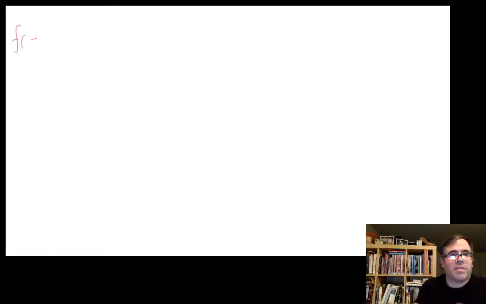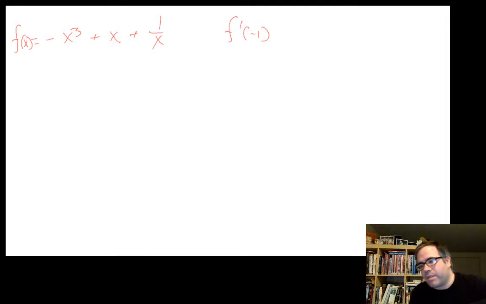So if you have f of x equals negative x to the third plus x plus 1 over x, right? And it asks you what is f prime at negative 1. Try not to fall into the first month habit of: do I put the number in first or do I put it in second? If you put it in first, you'll end up with 0, right? So you take the derivative first.